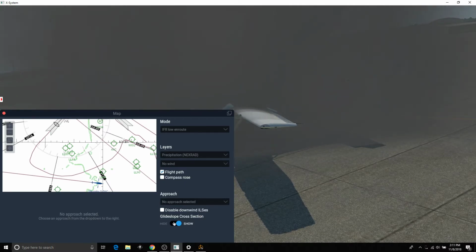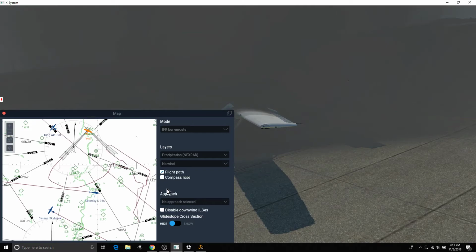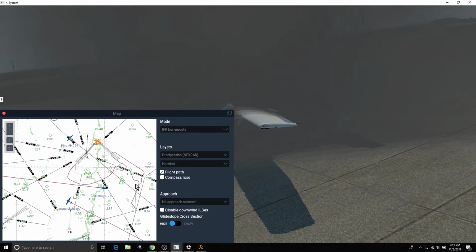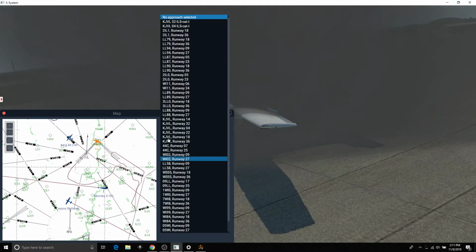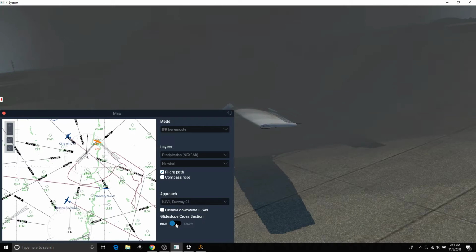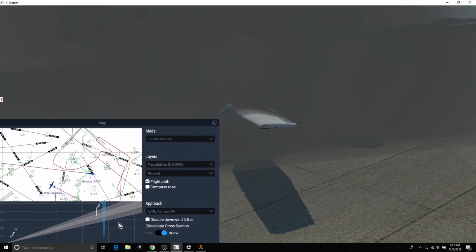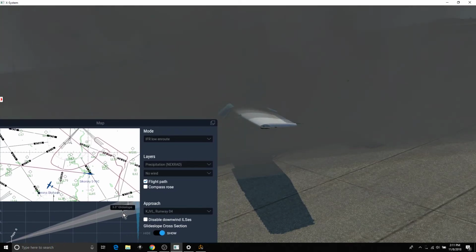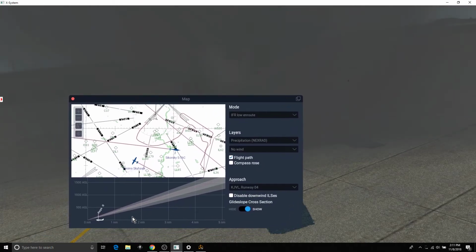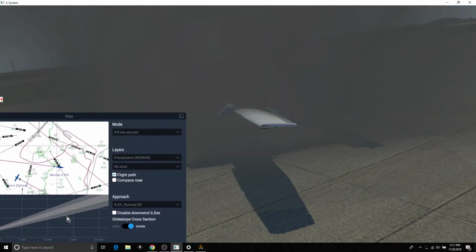See, no approach selected. See if I can. No approach selected. What do you mean? Oh, JVL runway 4 we did, right? JVL runway 4. So that's where we had flaps 10 and pretty much all the way down. It wasn't that bad.